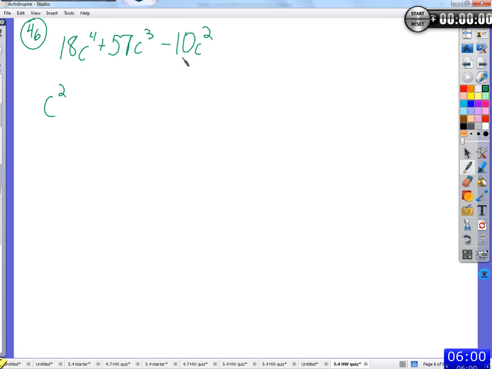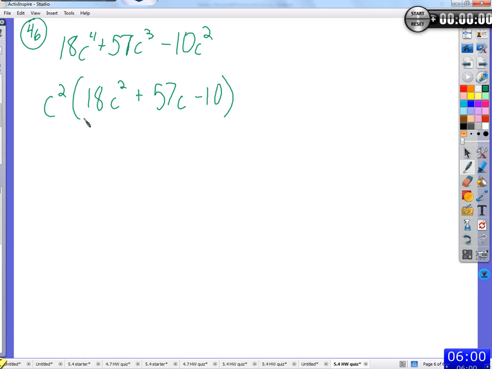It's probably easiest to look at the number with the least number of factors, which a lot of times is your smallest one. 10 only has a few factors: 1, 5, 2, 10. And none of those go into both of these numbers. So factor out c squared, we get 18c squared plus 57c minus 10. What kind of a polynomial is this? It's a quadratic. It's second degree.